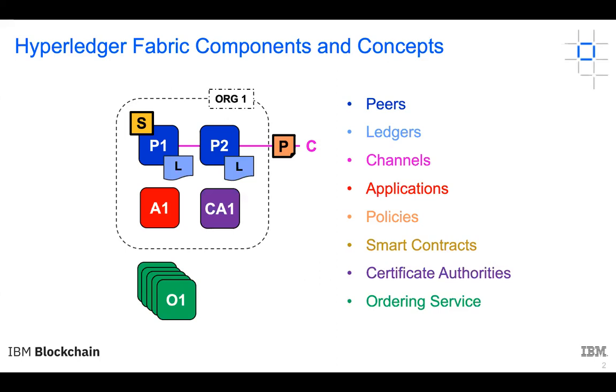Then the ordering service is a component that is part of the blockchain network and is responsible for creating the blocks that are chained together. In permissioned blockchain, and specifically Hyperledger Fabric, we don't need to do mining or proof of work or anything like that. We have a different consensus mechanism based on endorsements, and the ordering service is responsible for creating the blocks.